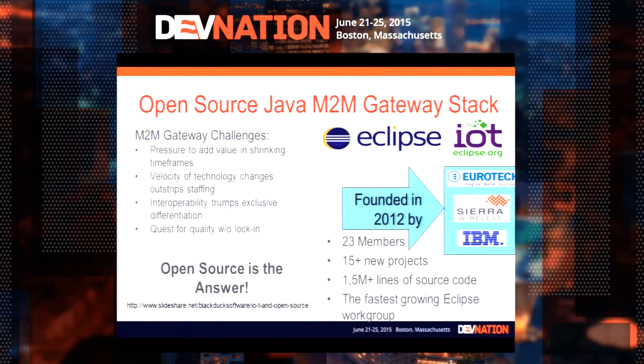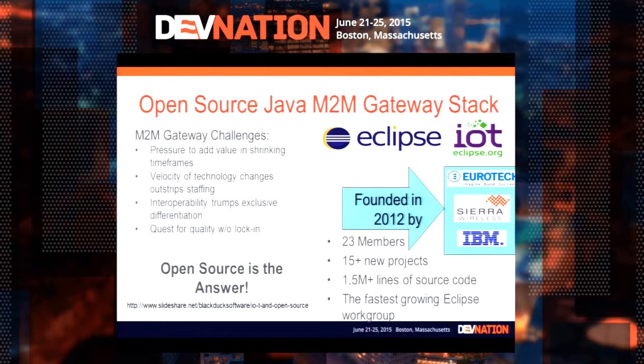In 2012, Eurotech, Sierra Wireless, and IBM founded the Eclipse IoT working group. Eurotech donated the software-defined Java gateway under the name Kura. When we founded the consortium, we were just 3 members. After 3 years, there are 23 members, more than 50 projects, and more than 1.5 million lines of source code available, and this is the fastest growing Eclipse working group. This is really great. It's giving us a lot of satisfaction, and we are very happy to have made this switch from a proprietary software-based company, very jealous of its secrets, we are a hardware manufacturer, finally to an open source approach.